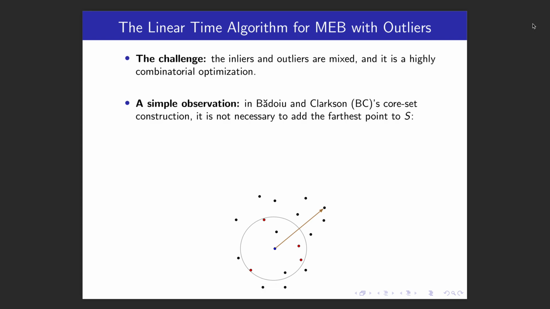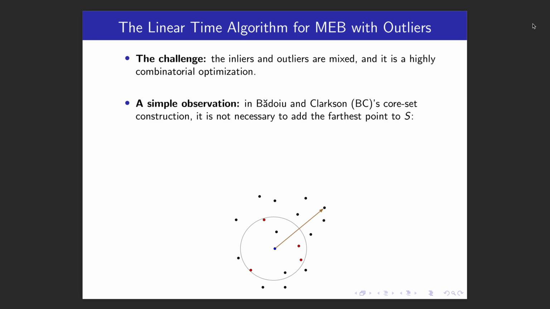Okay, so how do we apply this coreset construction idea to MEB with outliers? The challenge is that the inliers and outliers are mixed. So we don't know who are inliers, who are outliers. So it's a highly combinatorial optimization problem. But here we have a simple observation on the coreset construction procedure. We found that it's not necessary to always add the furthest point to the coreset.